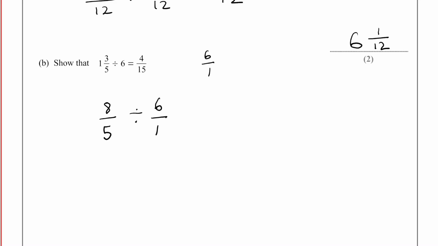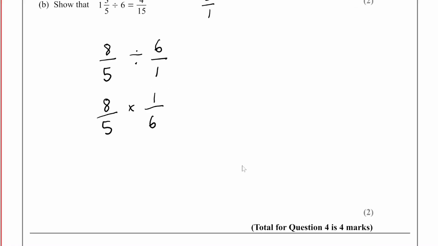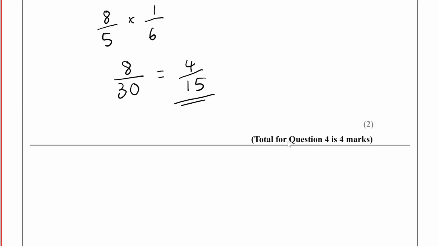When we divide fractions, we can change it to a times by flipping over the second fraction. So dividing by 6 is the same as timesing by 1/6. And I'm just going to times the top, times the bottom. So 1 times 8 is 8. 5 times 6 is 30. And then we just need to half the top, half the bottom, and we get to 4/15.